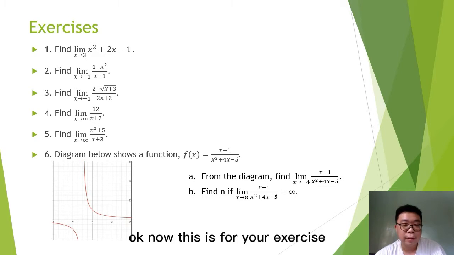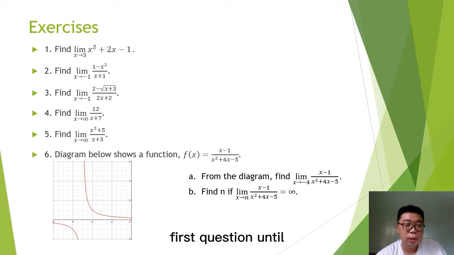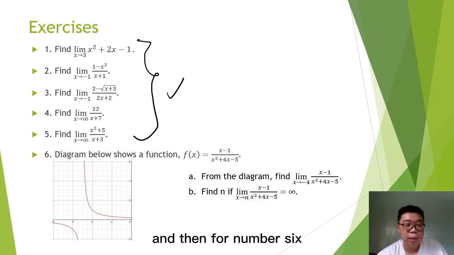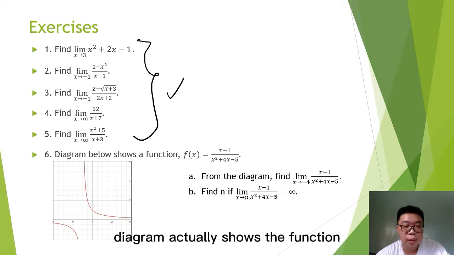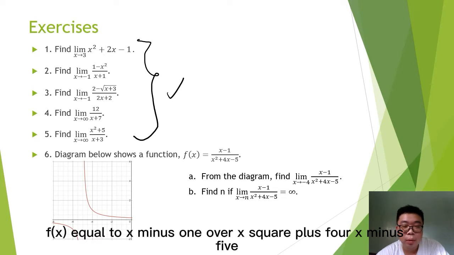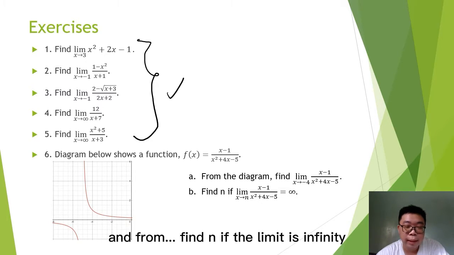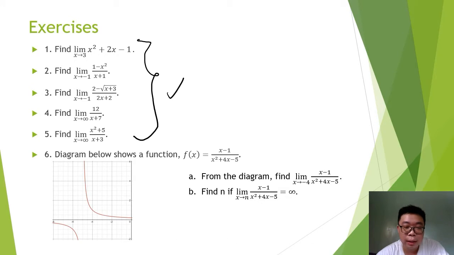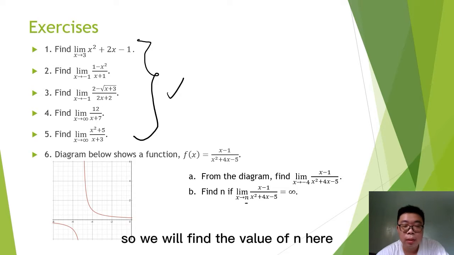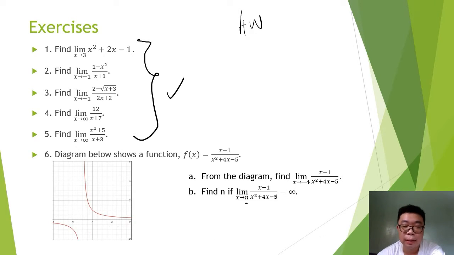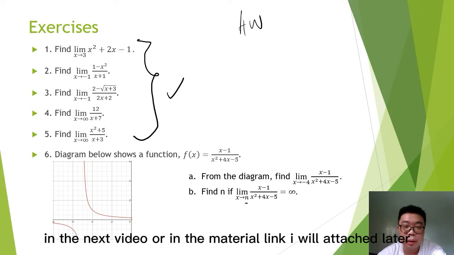Okay, now this is for exercise. For these 6 questions, from the first question until the fifth question, I think you should understand from the question. For number 6, the diagram shows the function f(x) = (x - 1) / (x squared + 4x - 5). From this diagram, you need to find this limit, and find n if the limit is infinity. So you will find the value of n here. This one is your homework, and we will discuss this most probably in the next video or in the material link I will attach later.